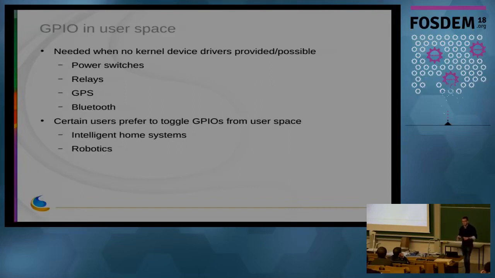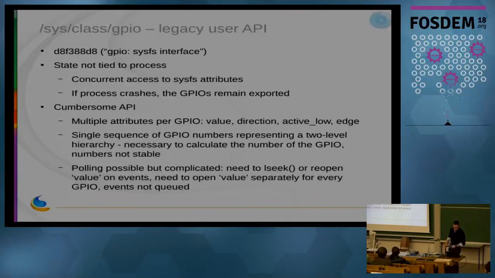Then you have devices like GPS and Bluetooth devices, which are a good example: they communicate over serial ports, but they use GPIOs for signaling. And then certain users seem to prefer playing with GPIOs from user space. I've noticed that a lot of intelligent home systems are implemented in user space, and also robotics, which often uses Python and plays with GPIOs from user space.